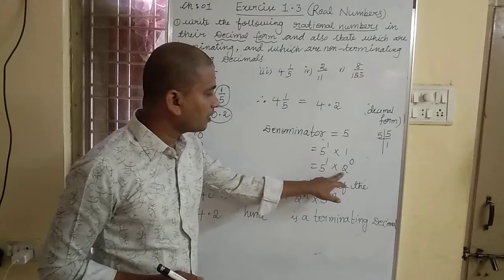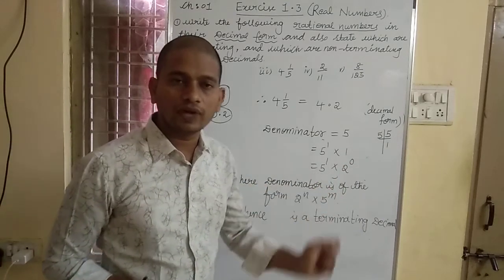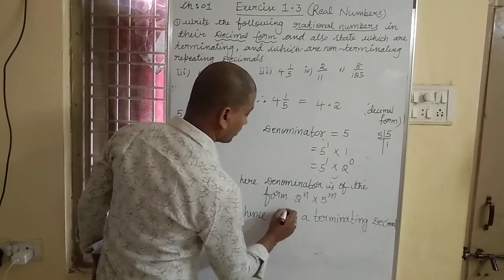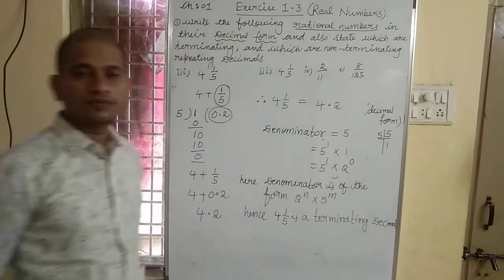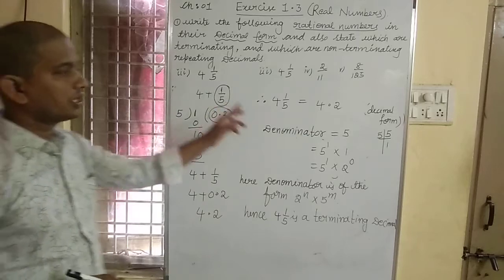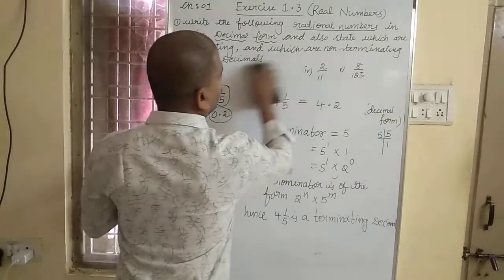See, again it is in the form of 2 power n into 5 power m. Hence 1 by 5 is a terminating decimal, which is also a terminating decimal. Now coming to the fourth question.